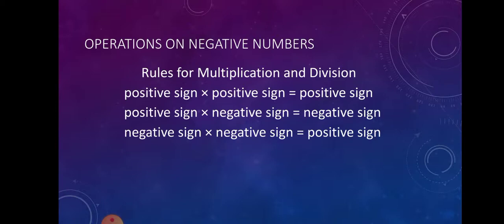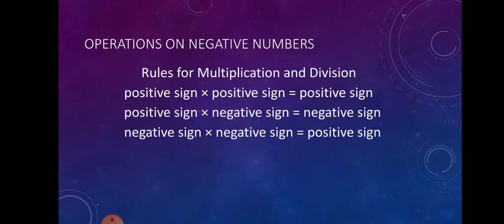Here I have written the rules for multiplication and division of negative numbers. Whenever you see a positive number being multiplied with another positive number, the answer is to be written with a positive sign. Whatever the numbers are, you multiply them in the same way we always multiply numbers, but about the sign: whenever two positive numbers are multiplied with each other, the product is written with a positive sign.